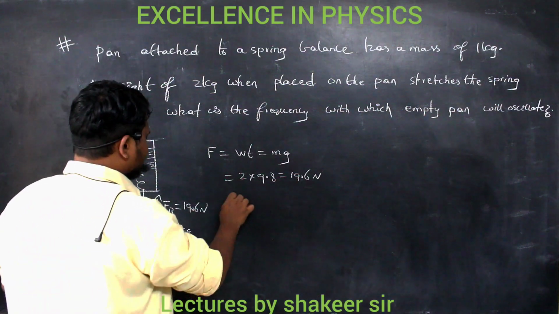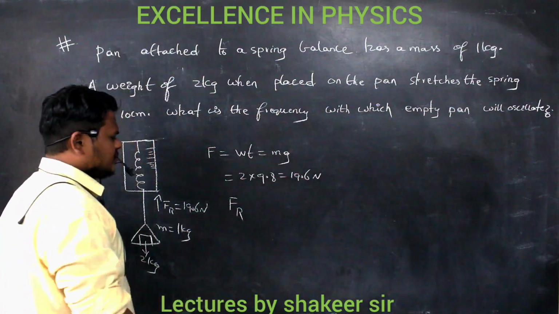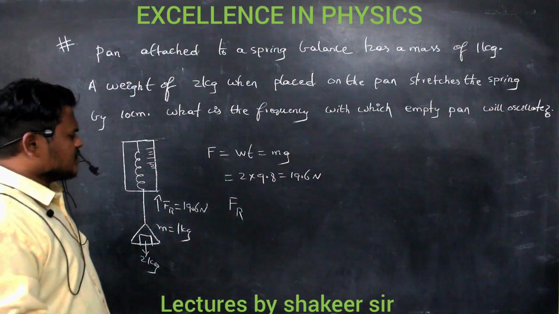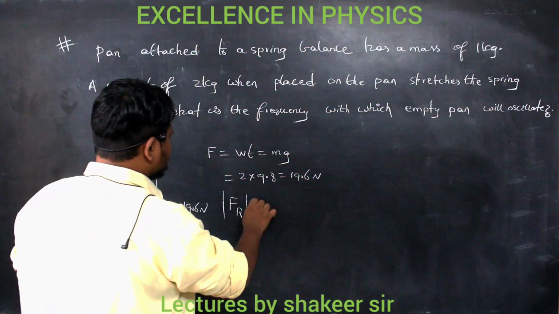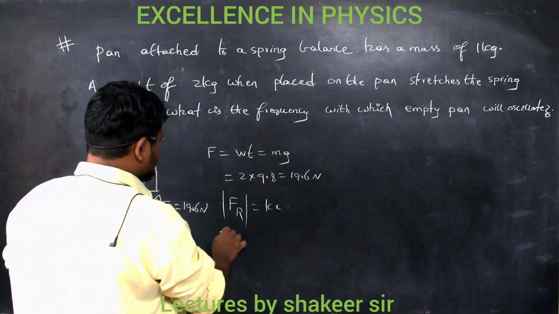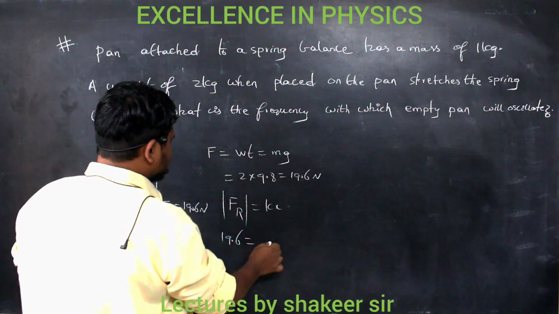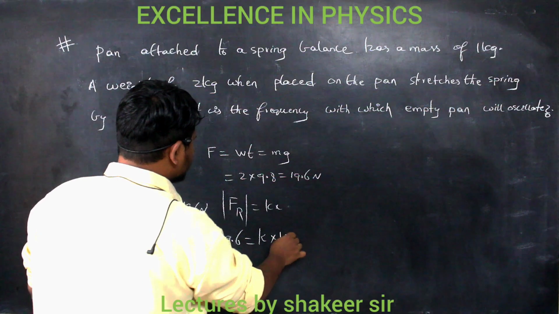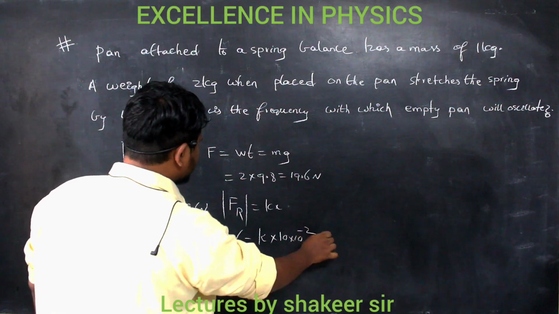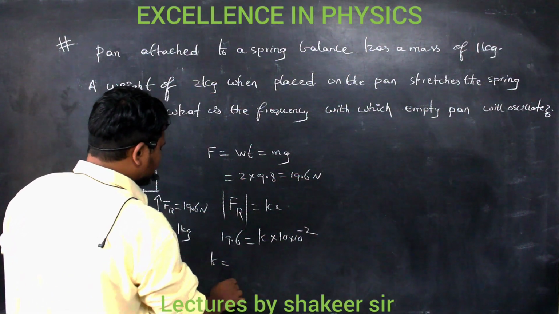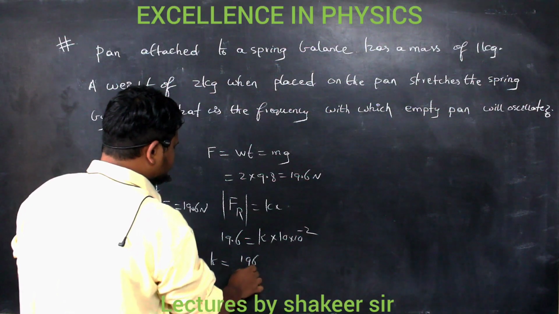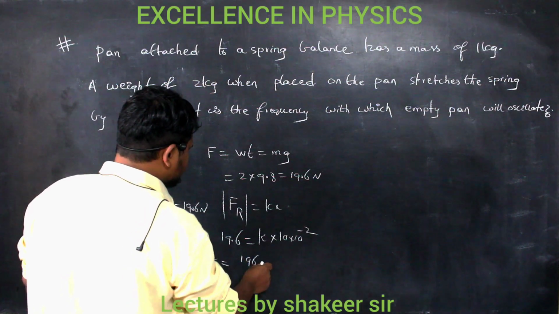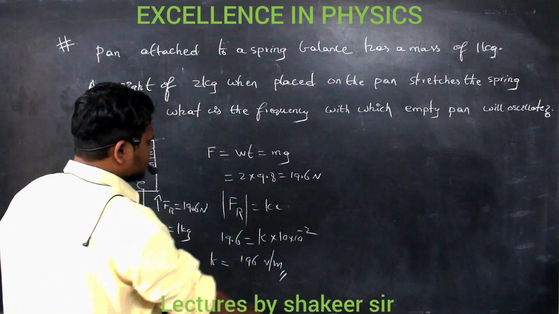So we have a relation between restoring force and elongation produced. What is that? Magnitude of restoring force is equal to K into x. So 19.6 is equal to K, whose value I don't know, into the elongation produced, which is 10 centimeters, so 10 into 10 power minus 2 meter. Therefore the K value will be 196 Newton per meter. So this is the K value.